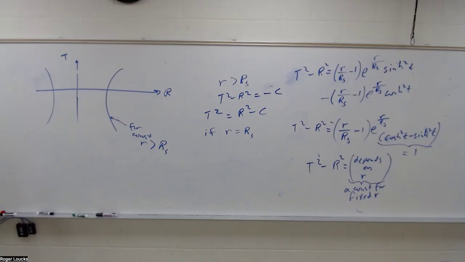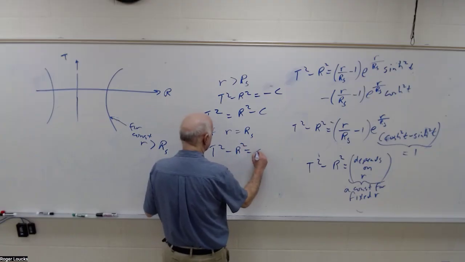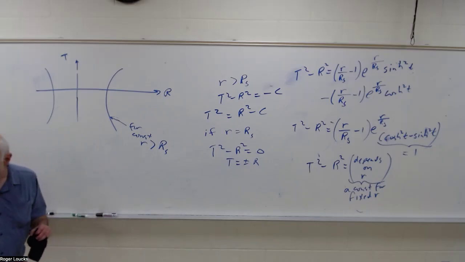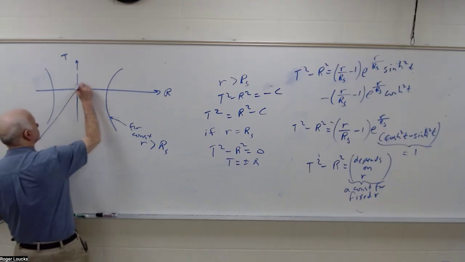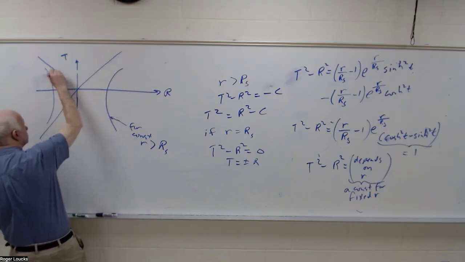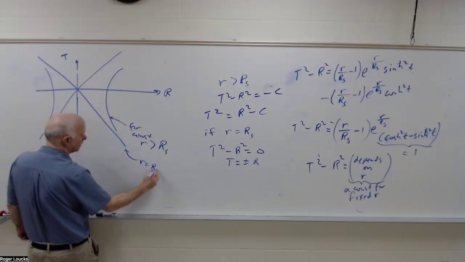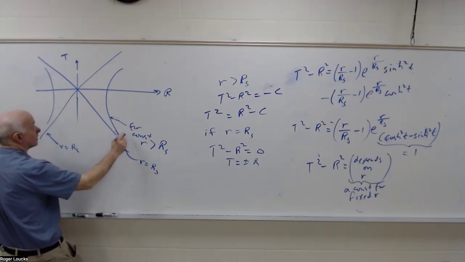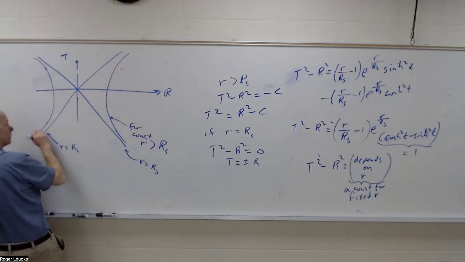You get 0. That then gives you t squared minus r squared equals 0. In other words, t equals plus or minus r. What would they be? They would just be straight lines. So you can get lines that go like this. These lines here are the r equals r sub s lines. They can look like asymptotes, or kind of prettier like this.